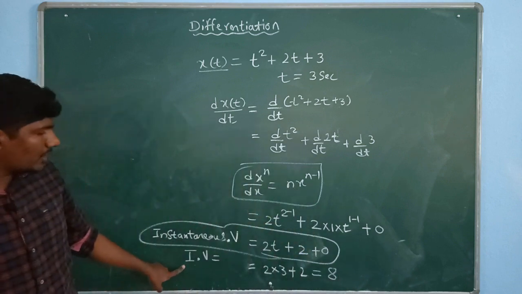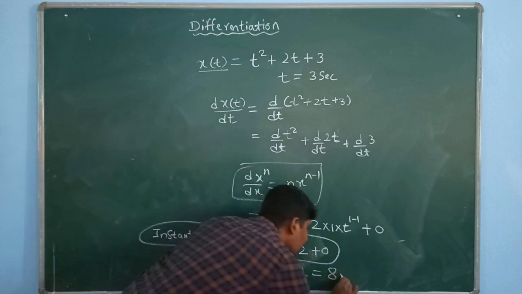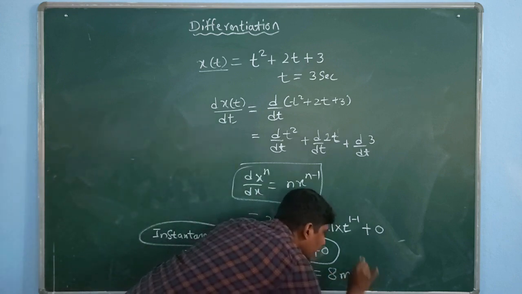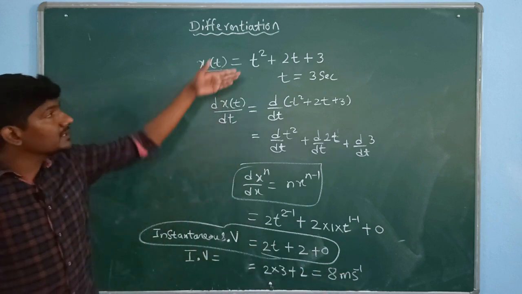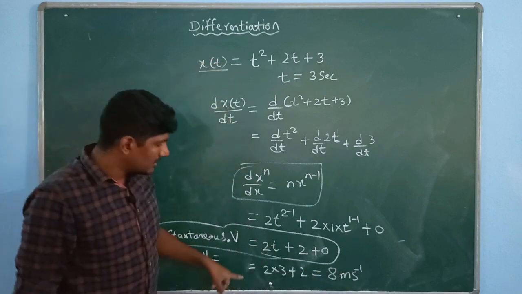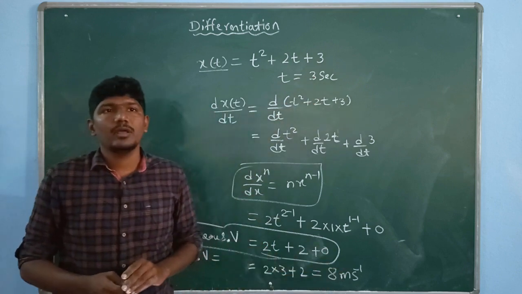And here we have the quantity instantaneous velocity. What is the unit for velocity? Meter per second. So this is the way of differentiating given functions. Now then put the value of time. Finally, you will get instantaneous velocity.